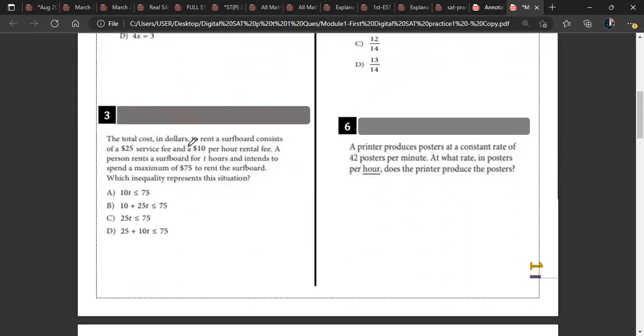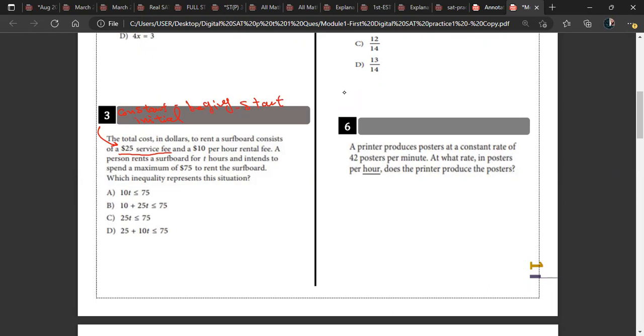In question number 3, the total cost in dollars to rent a surfboard consists of a $25 surface fee. Pay attention to the keyword, guys. When it says a $25 surface fee, this is considered a constant. Sometimes we call it initial, beginning, or start. Any one of these words means you have a constant value.